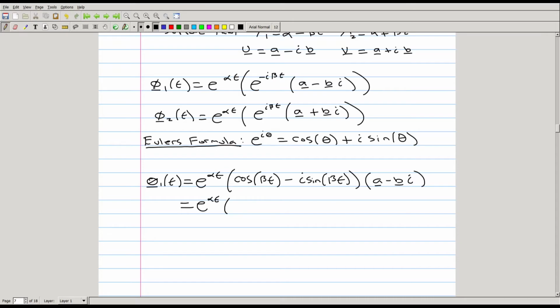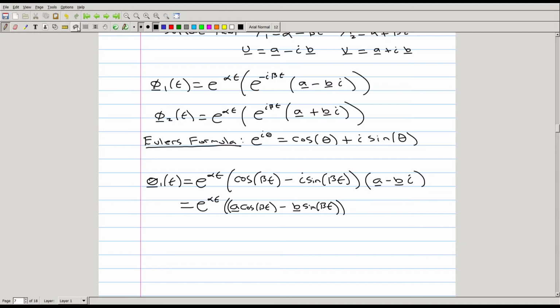And doing a quick FOIL here, we're going to get cosine of beta t times a, the vector a, times cosine of beta t, times negative I sine of beta t times bi, negative. The negatives cancel out. You get I squared, which is negative. This is minus b sine of beta t. And this is the real valued part.